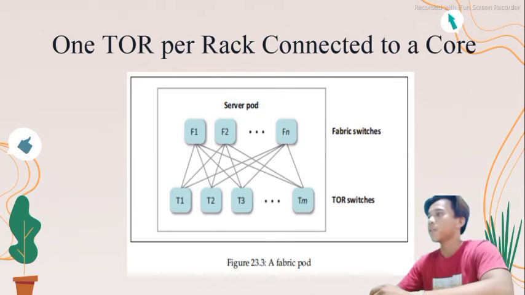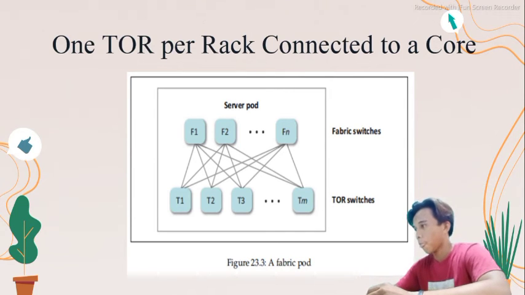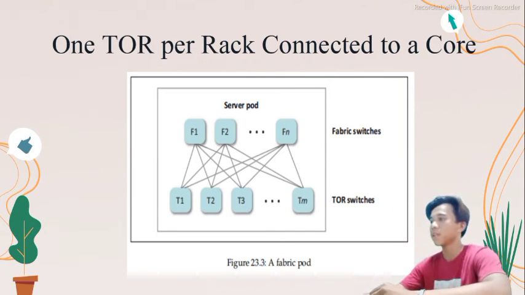Two fabric switches connected to a core. This is a fabric. The fabric switches are located on the top and the Tor switches are in the bottom.